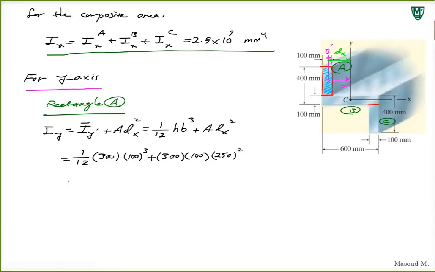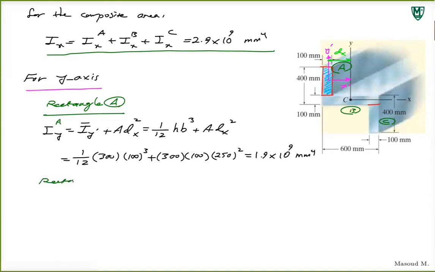250 squared, and I'll give you I y, and let me get the final number. The final number would be 1.9 times 10 to 9 mm4. Right? And let's call this IYA for rectangle A.